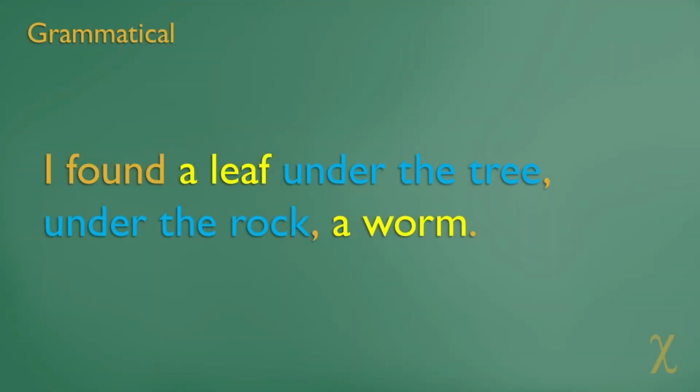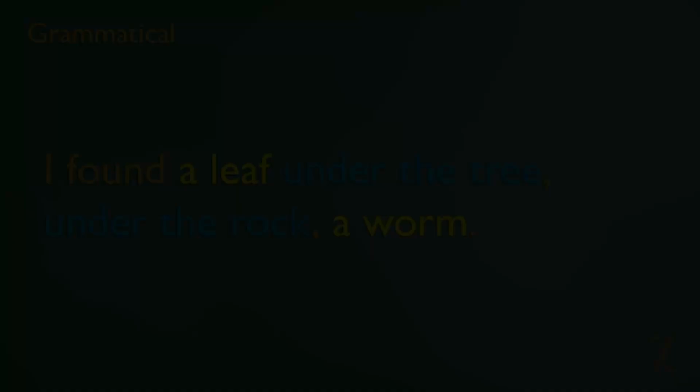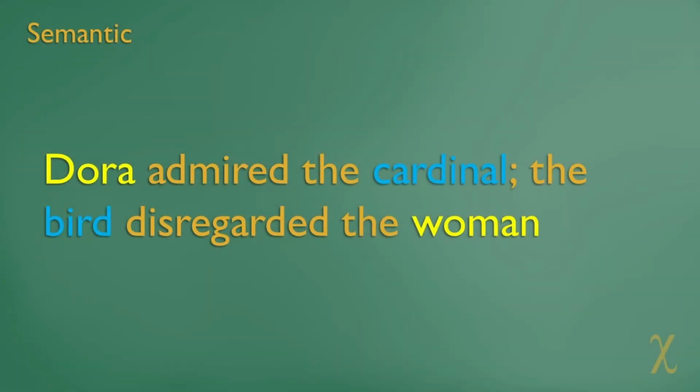So you could have a grammatical inversion, like our first example, that inverts the grammatical structure of the first and second pairs. I found a leaf under the tree, under the rock, a worm. You could have semantic inversion, where words with similar meanings get repeated in an inverted pattern. For example, Dora admired the cardinal, the bird disregarded the woman. In this case, the grammatical structure of both clauses is the same, but the words have a chiastic arrangement of their meaning. Dora to cardinal to bird to woman, A, B, B, A.